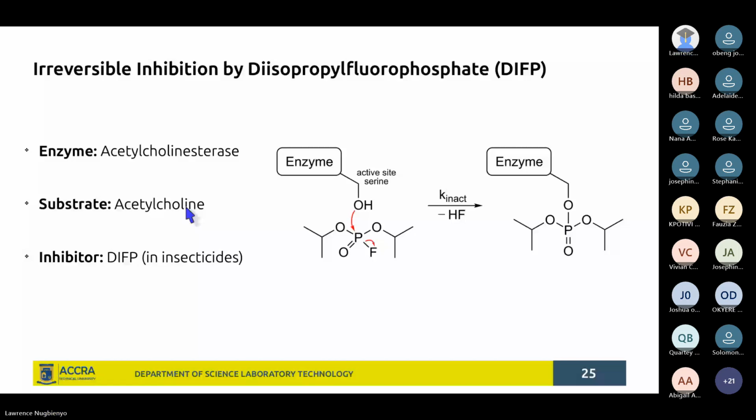Now, acetylcholine esterase also has serine in its active site, which means that acetylcholine esterase is also a serine protease. Now, you have the inhibitor diisopropyl fluorophosphate, simply referred to as DIFP.